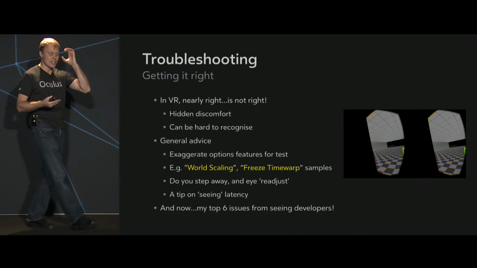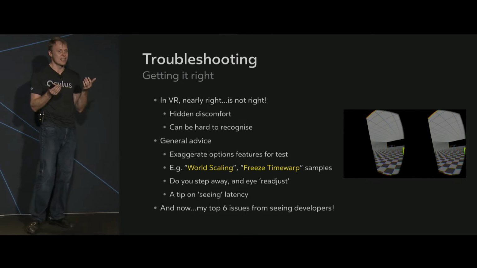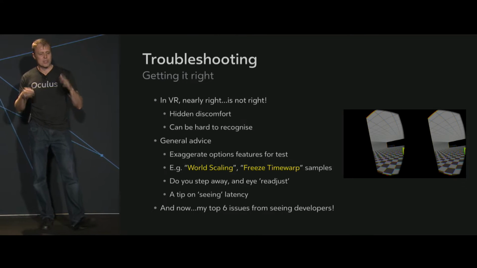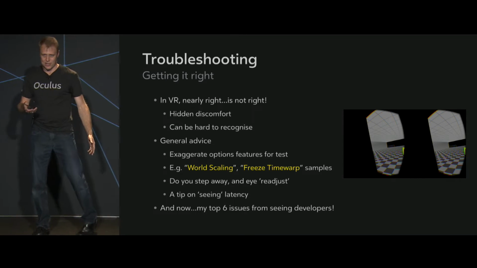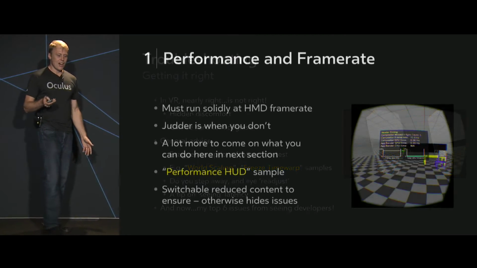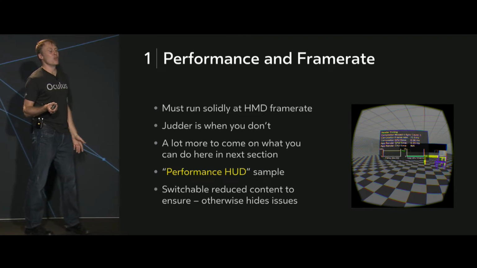So if you shake it like this and it's hardly moving at all, that's great. And proportionally to how much it moves, that's how much latency you can see in an instant. So moving on then, the top 6 things we found at developers. The number 1 is performance.